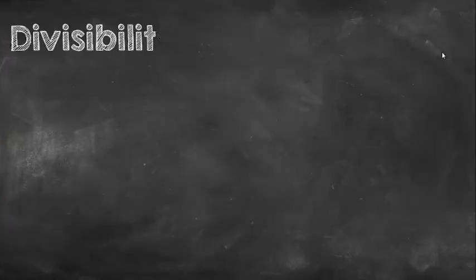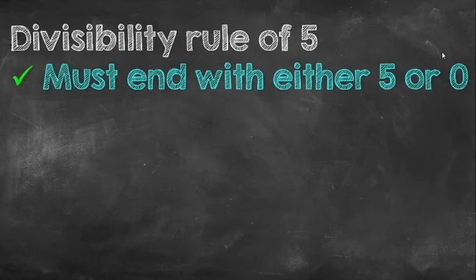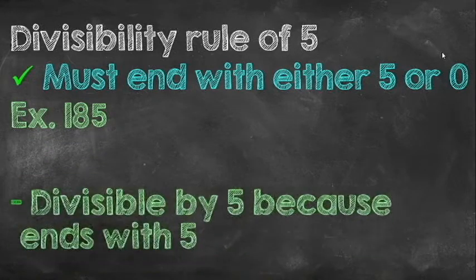Because for the divisibility rule of 5, the last digit of the number must be 0 or 5. In this example, we have 185. 185 is divisible by 5 because its last digit is 5.